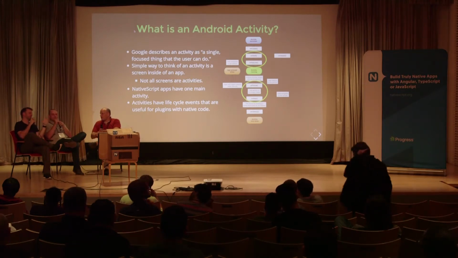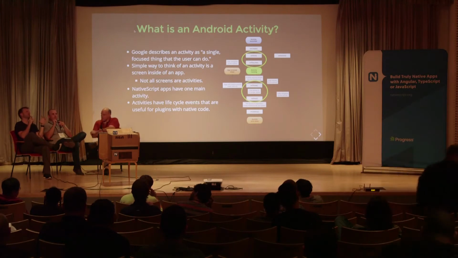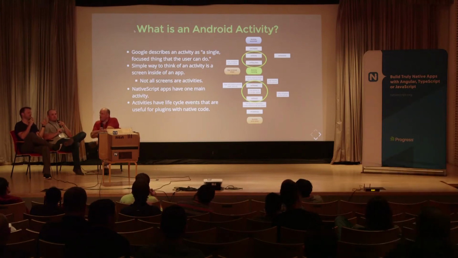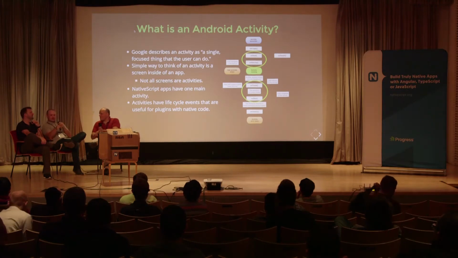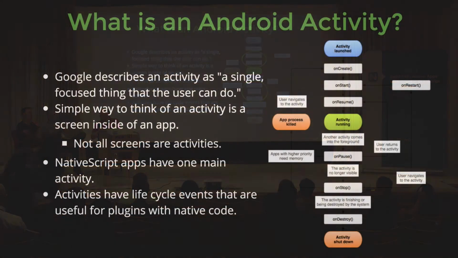So this main activity that NativeScript creates, this is something NativeScript gives us to help us build an Android app. Otherwise, if we were building an Android app by ourselves, we'd have to create this activity. You start with an activity when you create an Android application. Typically, it's a blank activity, or you start with a template. And there are lifecycle events that occur with every activity.